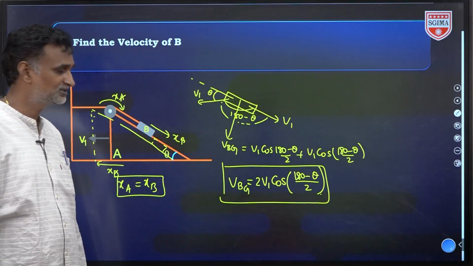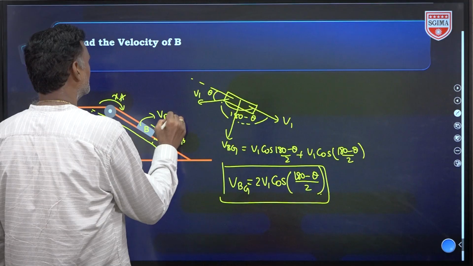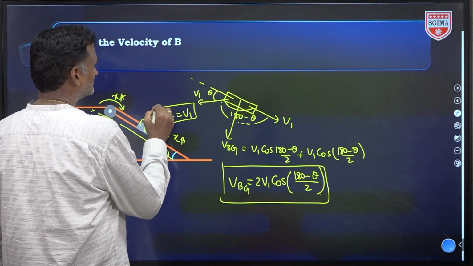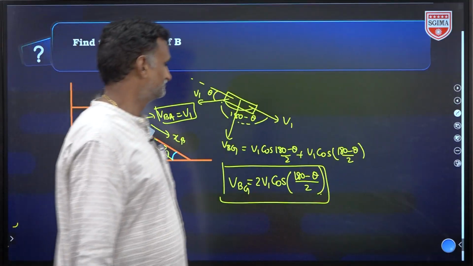So this is the answer, and here the velocity of B with respect to A must be V1; there is no change in that answer. Okay? Next question.